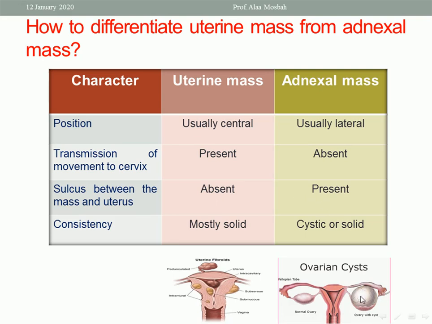This is the adnexal mass, ovarian mass. There is a sulcus between the mass and the uterus. As regards consistency, mostly uterine mass is solid, while adnexal mass may be cystic or solid, but more commonly it is cystic.